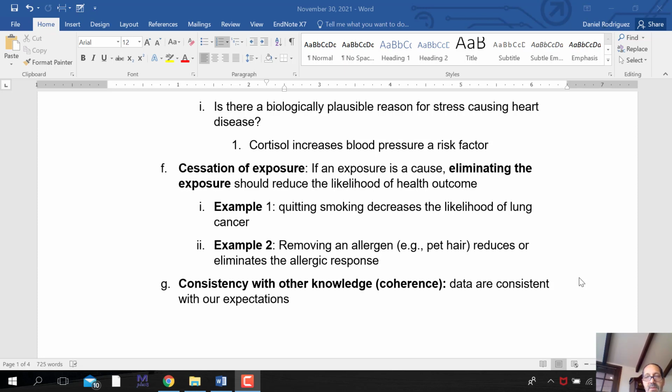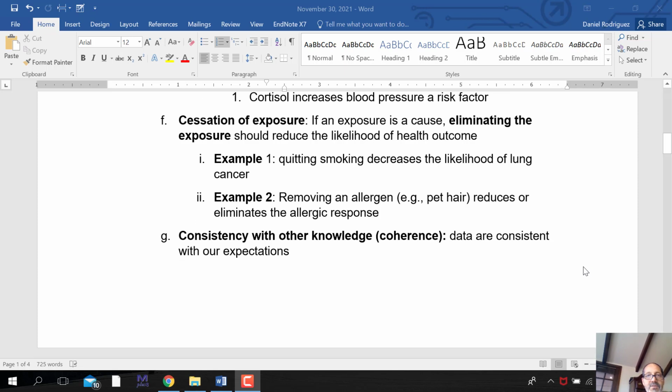Another more common one that you would see in your own personal life is removing an allergen reduces or eliminates some allergic response. So if you're allergic to pets, removing the pet, I mean, you can test this. This is when you can test very directly. If you remove the exposure, you should eliminate the outcome of interest.